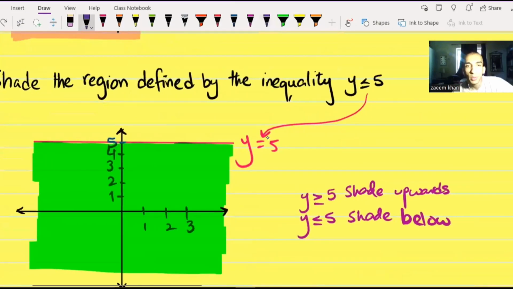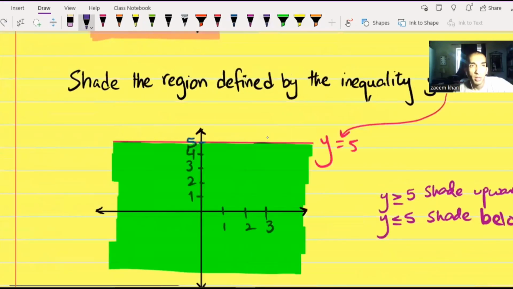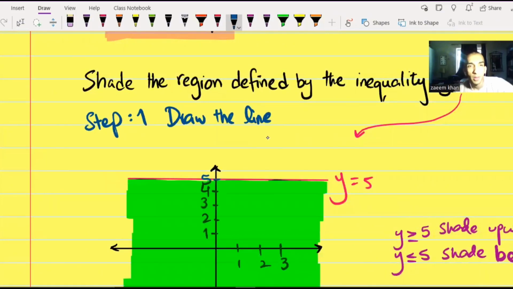Imagine you got another inequality over here: y is less than or equal to 5. The first step is to draw the line y is equal to 5. I label that as step number 1: draw the line. And then step number 2: identify and shade the region.